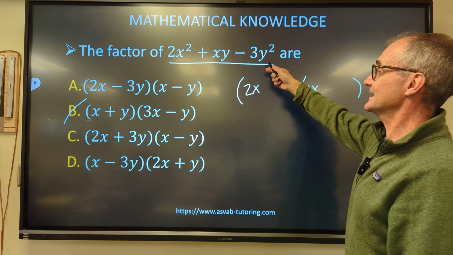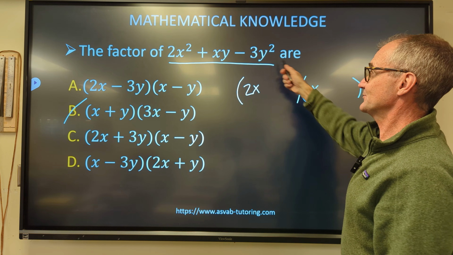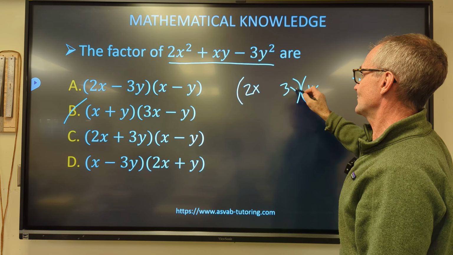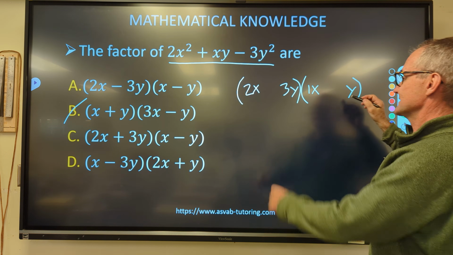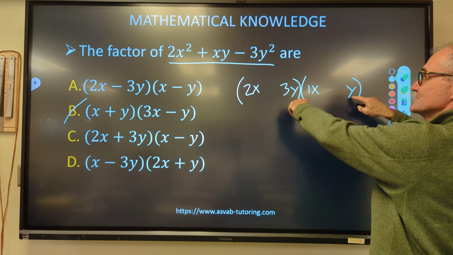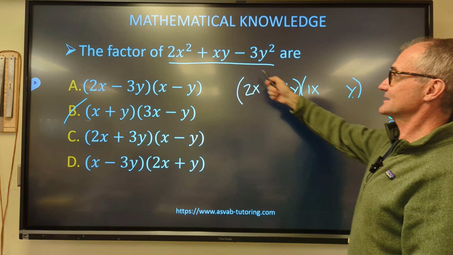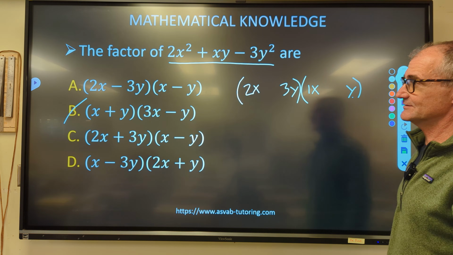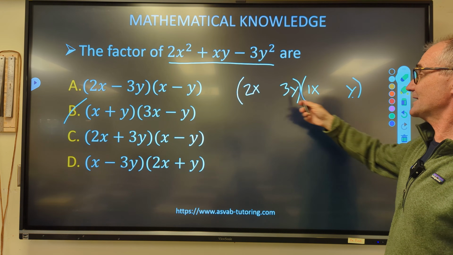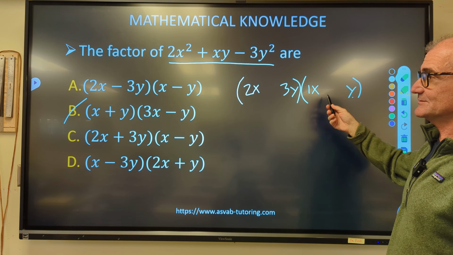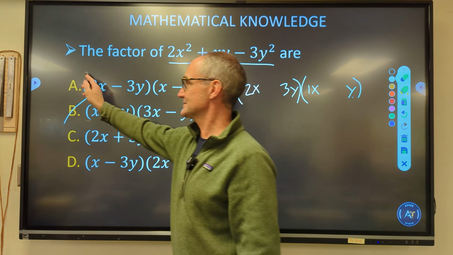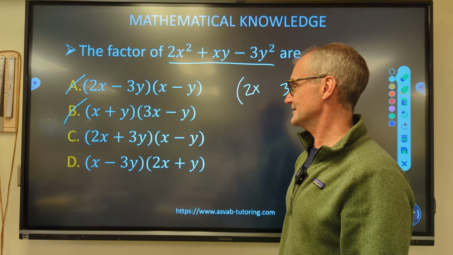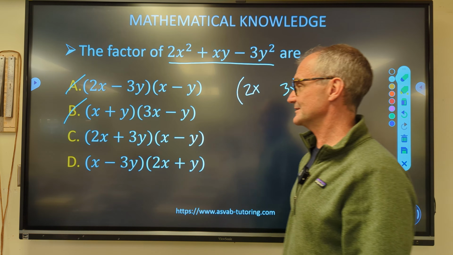Then let me go to the end. Only factors of 3y squared are a 3y and a y. That's going to give me 3y squared. I'm going to have to work on my signs to get a negative. One will have to be positive, one negative. So now that I know one has to be positive and one negative, let's see if I could eliminate some more answers. That one's out because they're both negative. And then it's going to be one of these two.